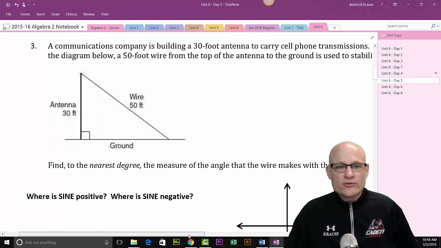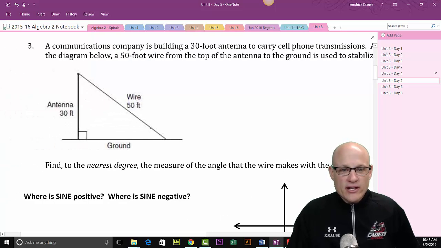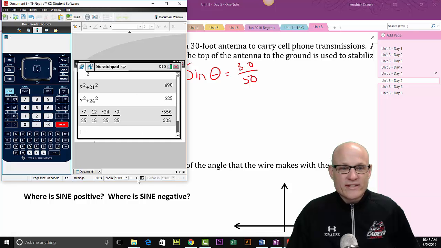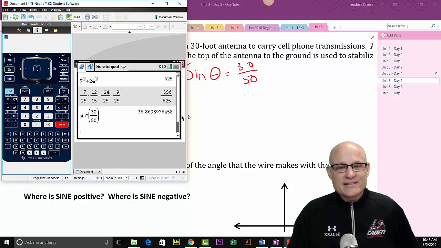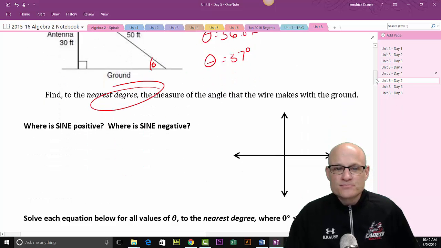What's the question ask? Find to the nearest degree the measure of the angle the ladder makes with the ground. Theta. So opposite over hypotenuse. Sine of theta equals 30 over 50. I bust out the old calculator and do inverse sine of 30 divided by 50. And I get 36.86. Theta equals 36.86. Round to the nearest degree. Theta equals 37 degrees. Awesome.